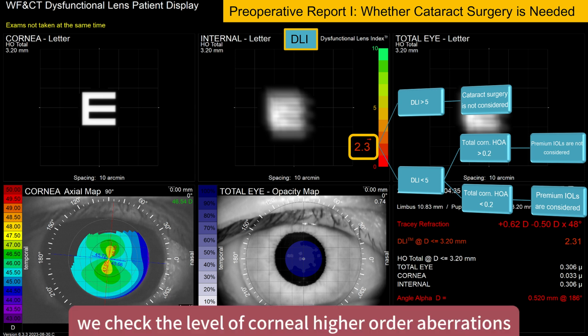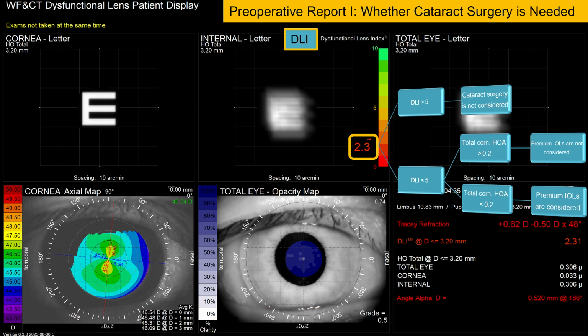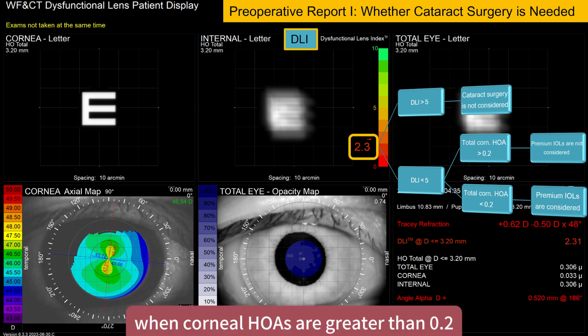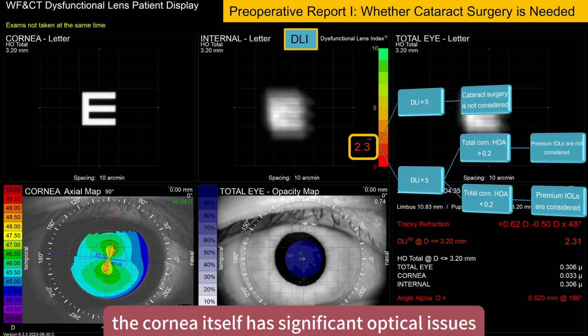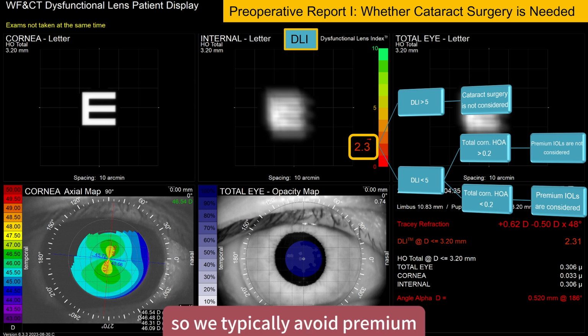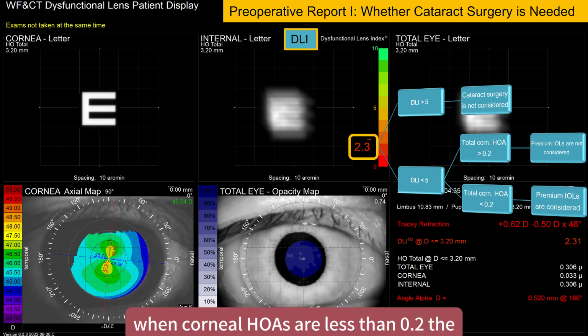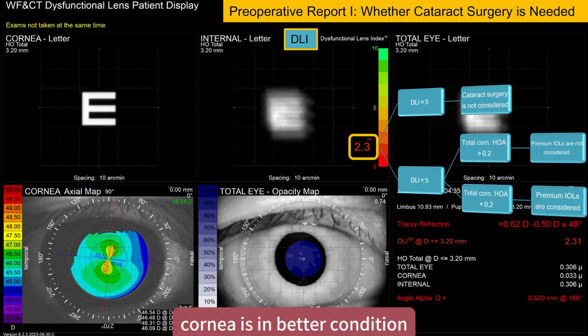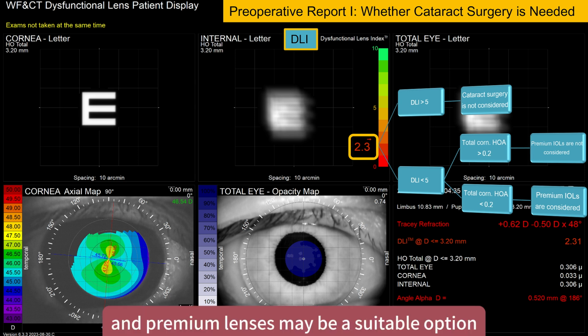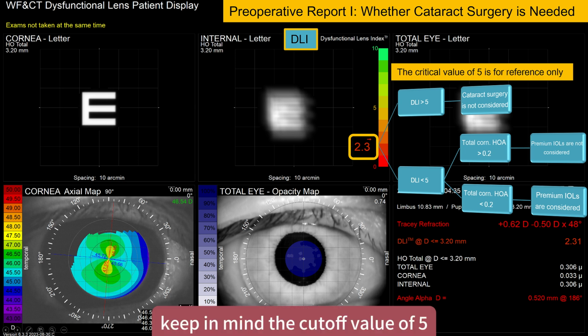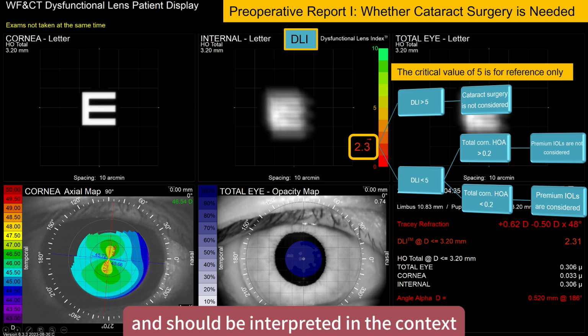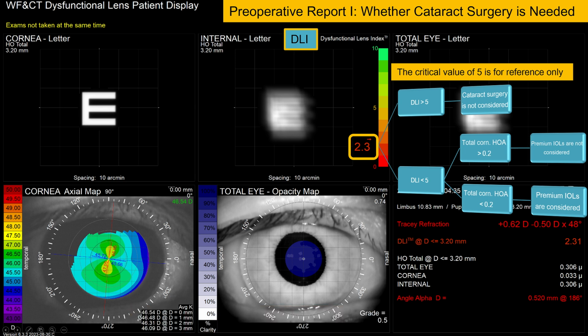Specifically, we check the level of corneal higher-order aberrations, HOAs. When corneal HOAs are greater than 0.2, it means the cornea itself has significant optical issues, so we typically avoid premium, advanced, intraocular lenses. When corneal HOAs are less than 0.2, the cornea is in better condition, and premium lenses may be a suitable option. Keep in mind, the cutoff value of 5 for the DLI is only a general reference and should be interpreted in the context of the full clinical picture.